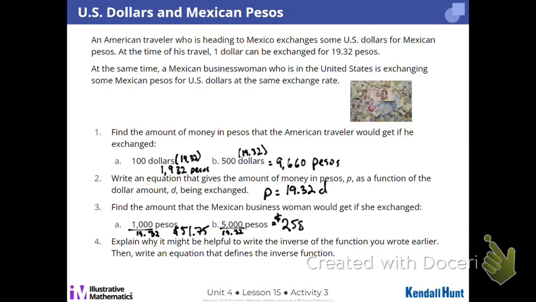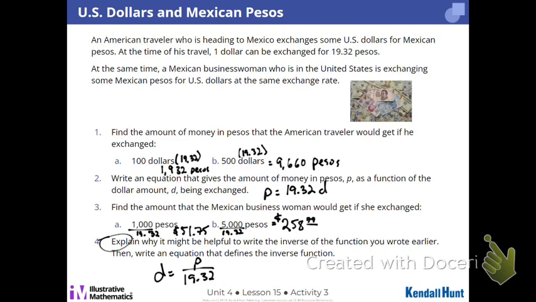$258 and 7 cents. I'm sorry. Yes, 7 cents? I got 79. 79 cents. Okay. There we go. $258.79. And then who's got the other equation for me to go from pesos to dollars? Pesos to dollars, Brennan. D equals P divided by 19.32. There we go.